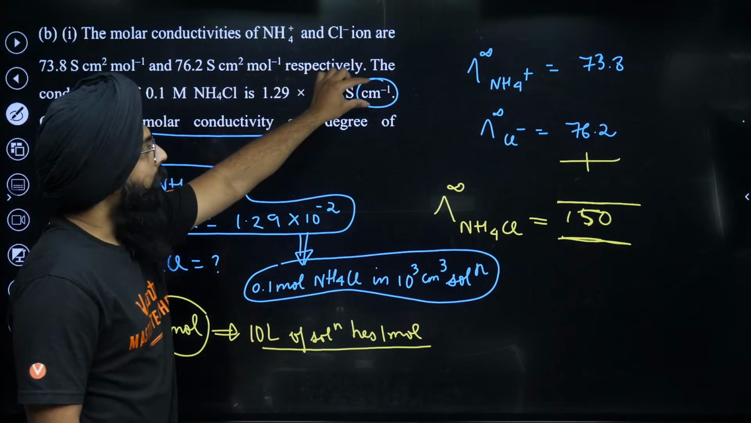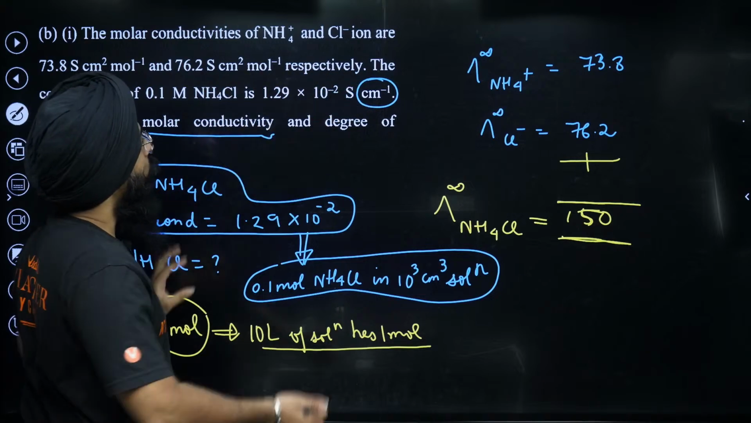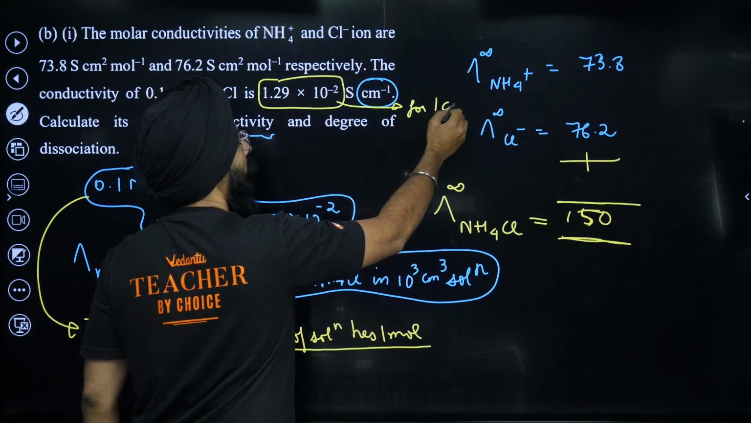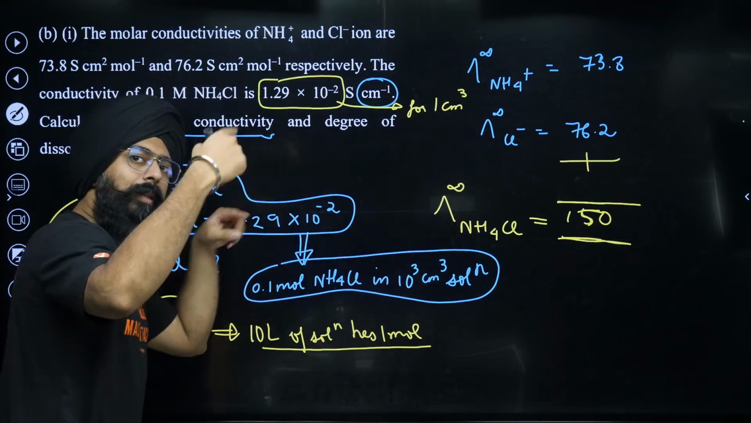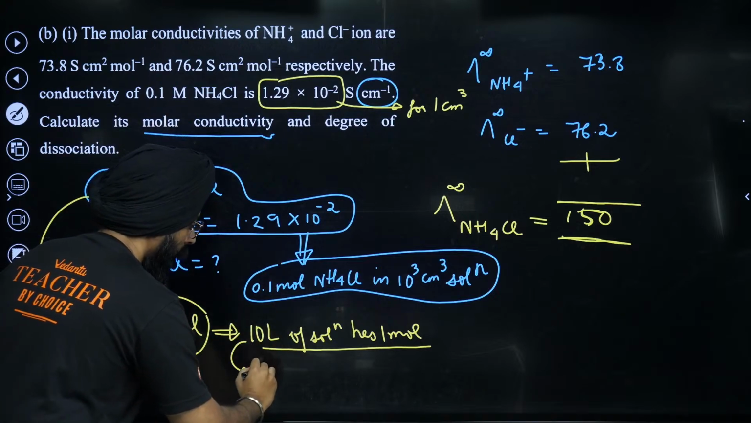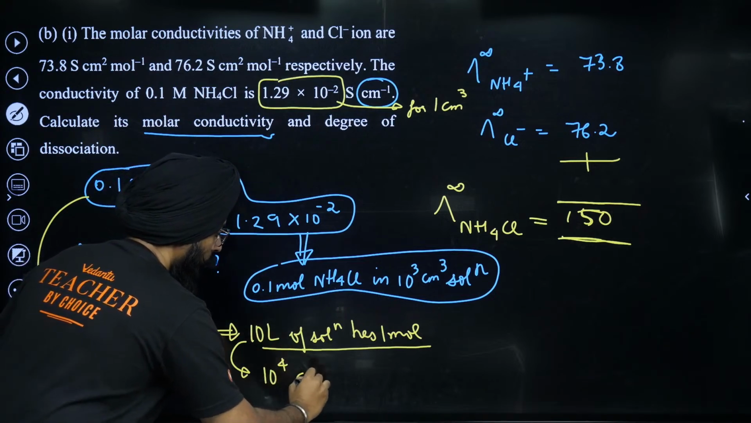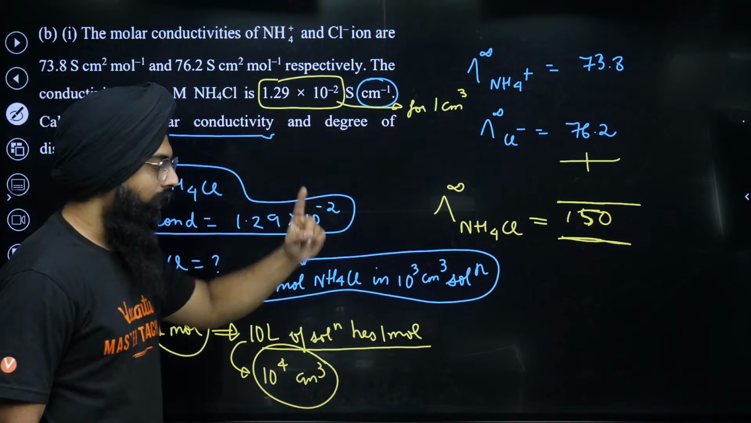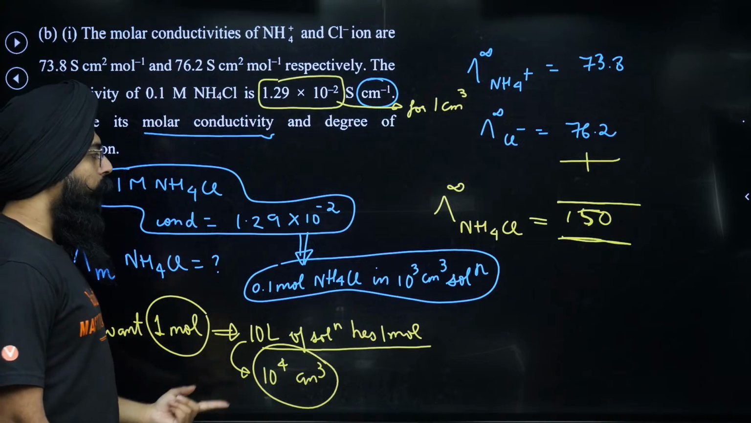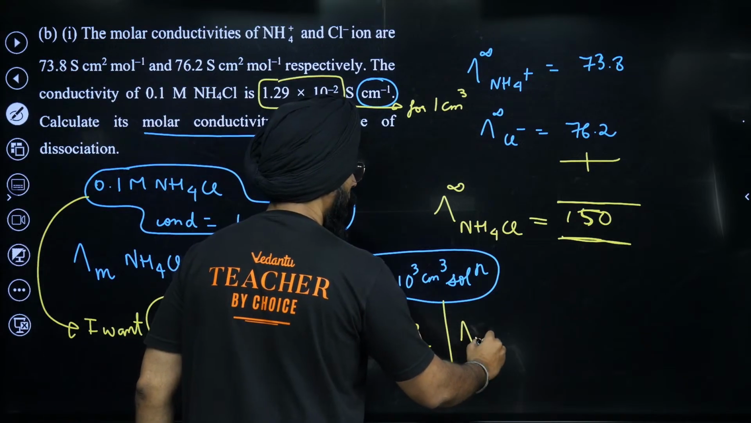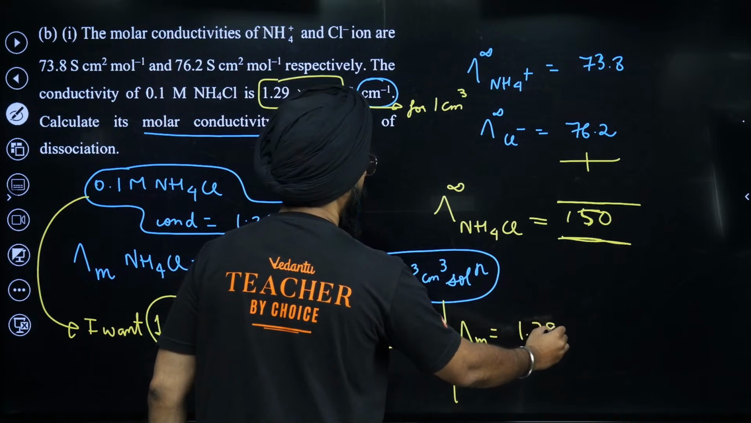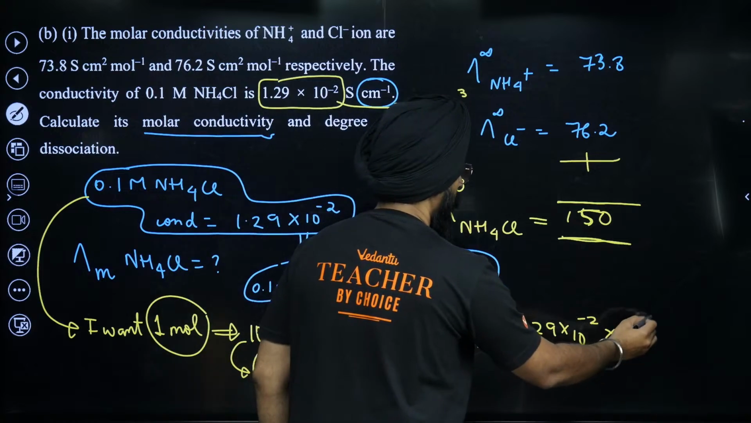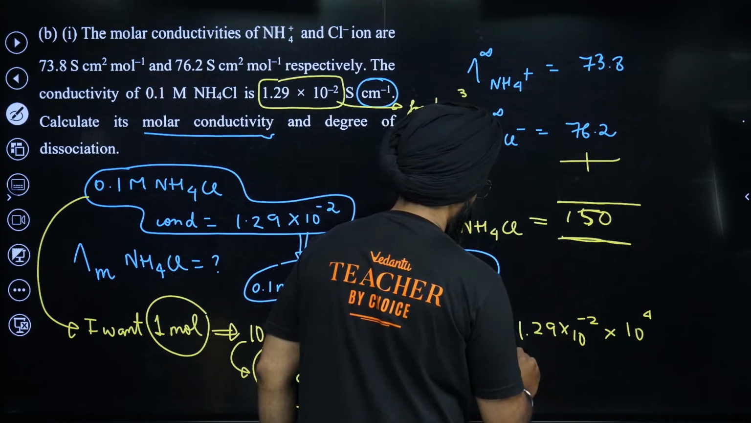This value they've given is for 1 cubic centimeter, but I need the value for 10 to the power 4 cubic centimeter. So lambda molar will be equal to 1.29 into 10 to the power minus 2 into 10 to the power 4, which is equal to 129.